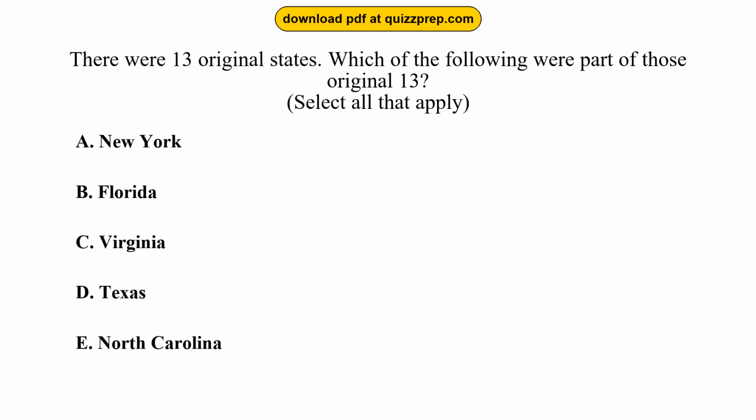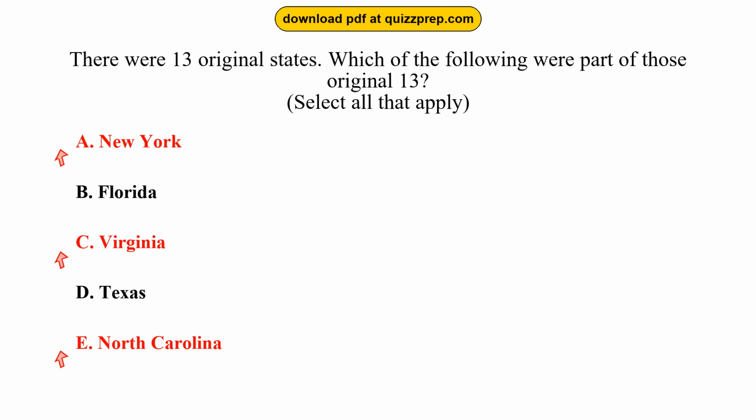Question 91. There were 13 original states. Which of the following were part of those original 13? Option A, New York. Option B, Florida. Option C, Virginia. Option D, Texas. Option E, North Carolina. The correct answers are options A and C and E.